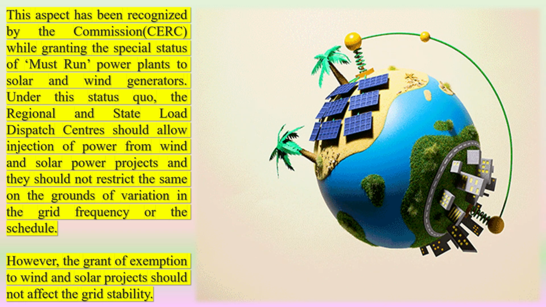India example. Must-run status means any power generated by the power plant should always be accepted by the grid. Indian Electricity Grid Code 2010 notified by the Central Electricity Regulatory Commission (CERC) accorded must-run status to renewable energy projects: solar, wind and small hydro, to promote use of energy from renewable sources.